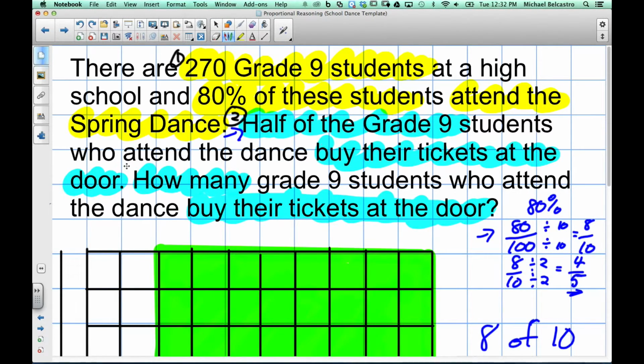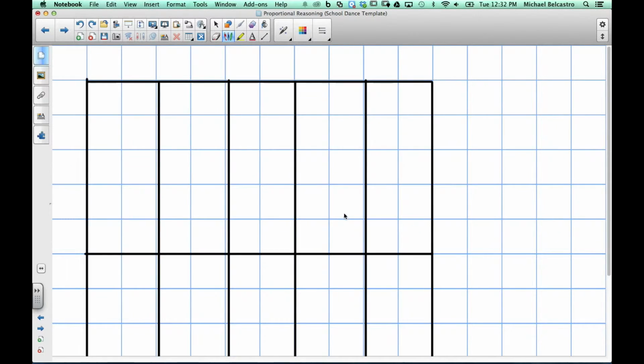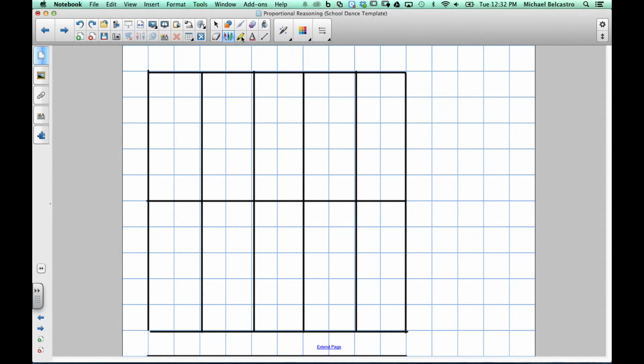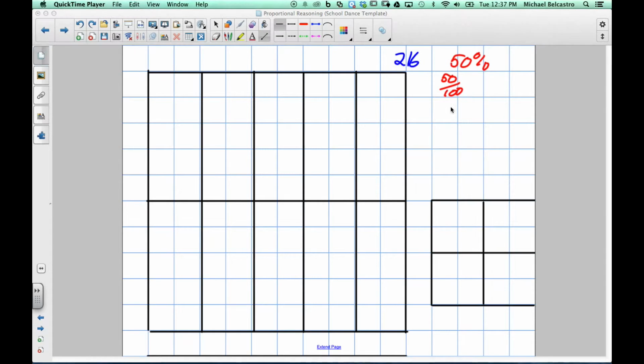Half of the grade 9 students who attend buy their tickets at the door. How many buy their tickets at the door? So, a half. We're going to work with this diagram I built on the other page because this will be a little easier for us to work with. First of all, a half can usually be represented as 50%. Right? Anytime we want to turn a percentage into a fraction, we put it over 100, like we said before. Okay? And we can reduce this fraction. Now, we already have 50 over 100, which we know is important.